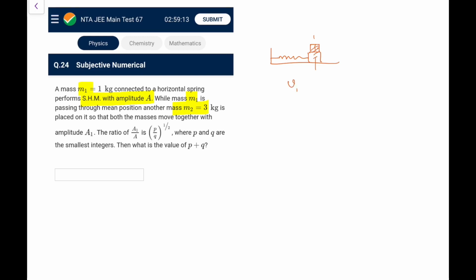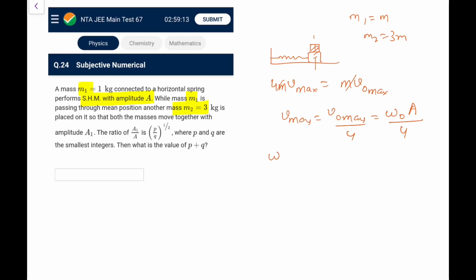So now what happens? The new Vmax will be, you can say, by momentum conservation because there is no external force along horizontal. So 4m Vmax, because it is 3 kg, I have taken M1 to be m and M2 to be 3m, equal to m V naught max. That is the initial max velocity. So the new max velocity is equal to V naught max by 4. And V naught max you can write as omega naught A, upon 4, and new Vmax would be omega into A1, that is omega naught A by 4. So A1 would be A by 4 into omega naught by omega.